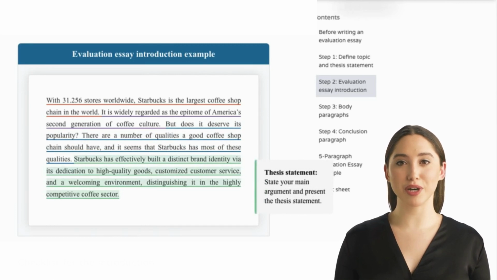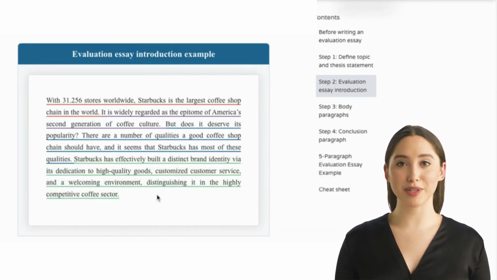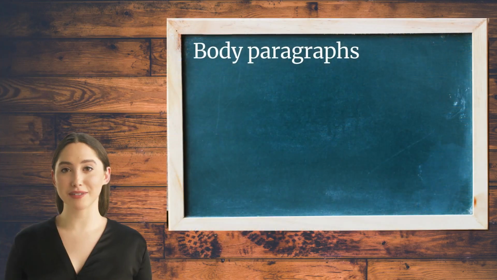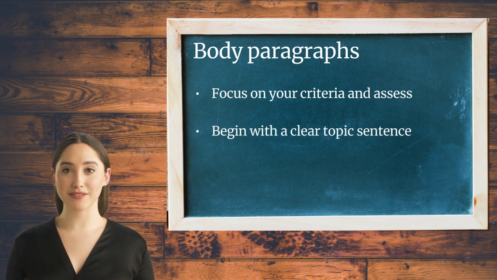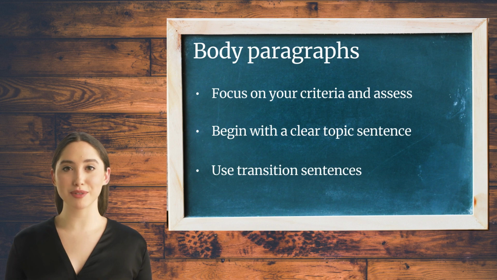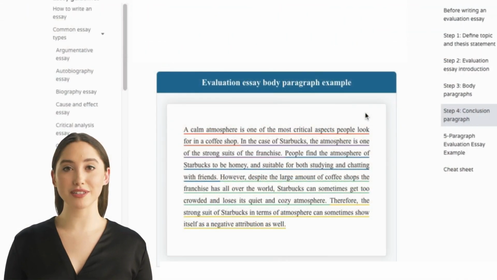After the introduction part, we can start writing the body paragraphs. In each of your body paragraphs, you need to focus on your criteria and assess whether the subject meets them or not. Then, begin the paragraph with a clear topic sentence that introduces the main argument to your readers. Finally, make use of transition sentences to maintain a smooth flow. So how do these suggestions apply to a body paragraph?